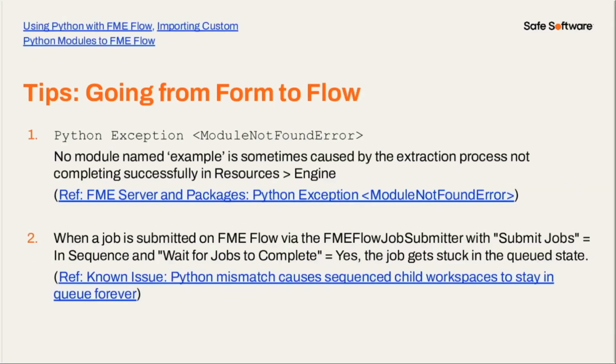And then the last tip here is going from form to flow. These are two common issues you may encounter when publishing your Python packages to Flow. The first is the "no module named" error, like the example we saw with PyFiglet. It can be caused by the extraction process not completing successfully in the resources engine. So either you have to re-import it or just be a little patient there. There's more information at that link. And the second one is when a job is submitted on FME Flow via the FME Flow job submitter with submit jobs, which can be another issue, and we've linked more information in that article.